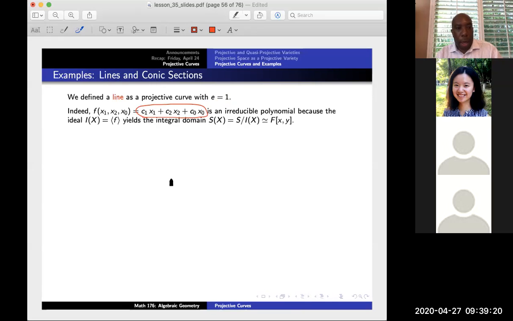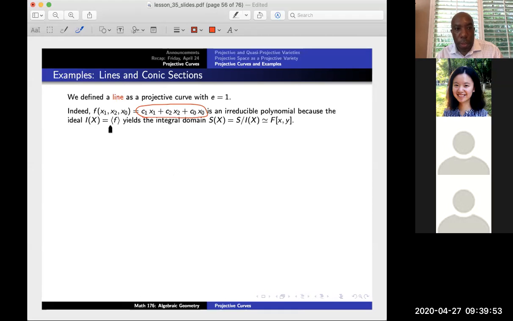Now, if you really think about it, this is an irreducible polynomial because I cannot factor this polynomial. If it's degree 1, I can't say that it's the product of two things, because if it were, then ask what's the homogeneous degree of that? If it's the product of two things, one of them has to be a constant. I can't say something of degree 1 is the product of something of degree i, something of degree j, where i plus j is 1. So this here has to be irreducible. I cannot factor this any further.